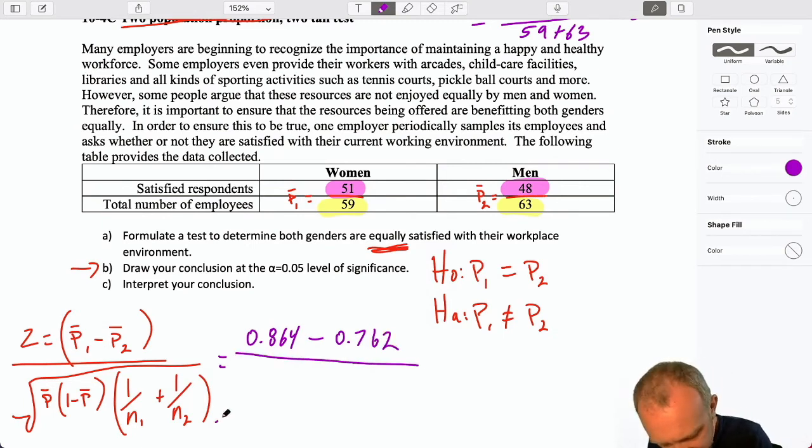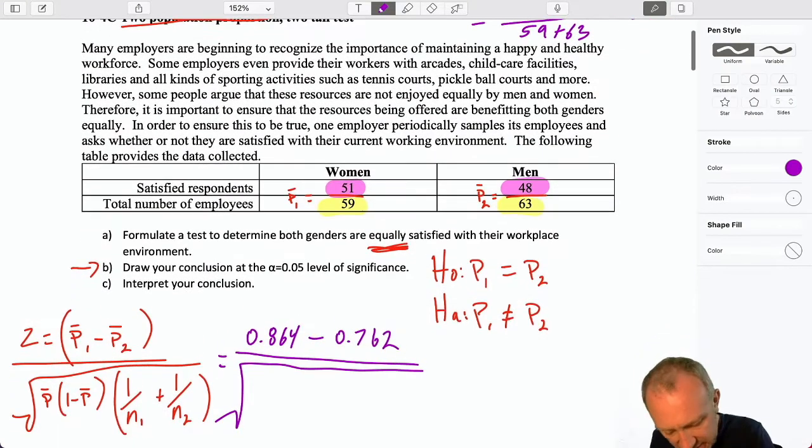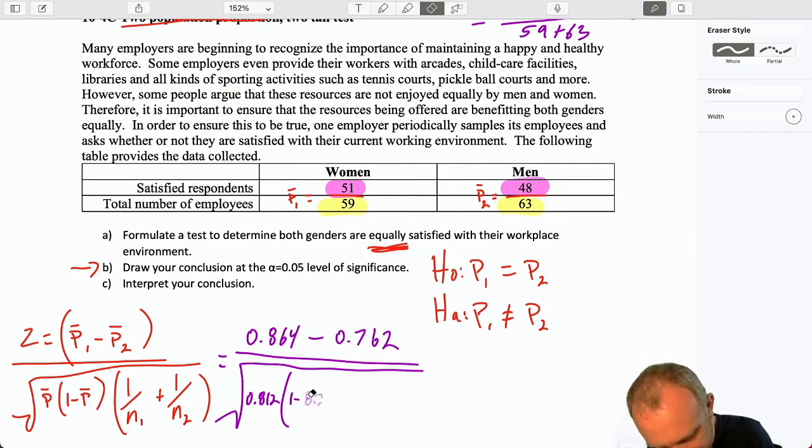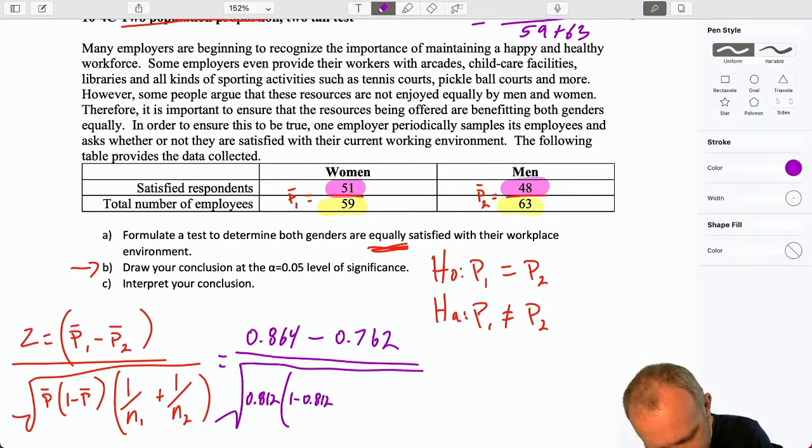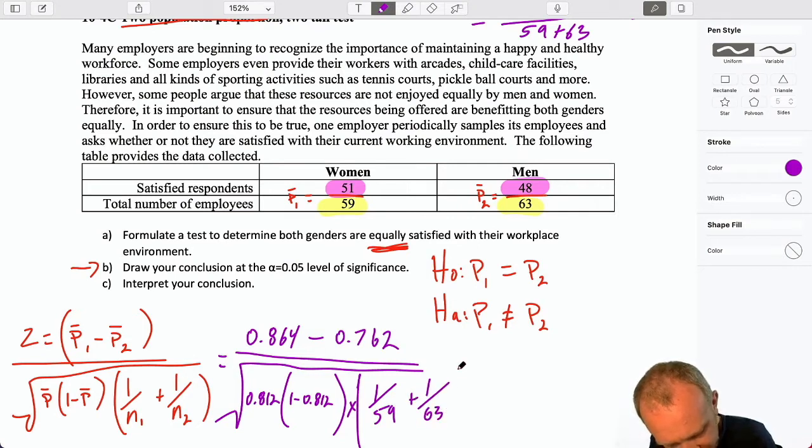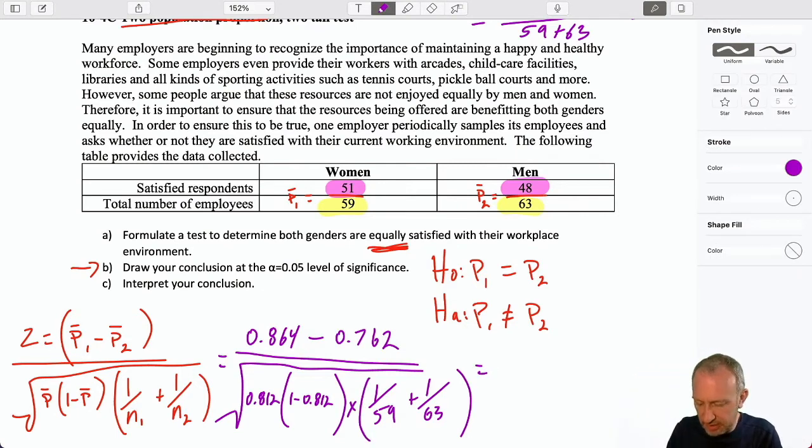And that standard error is going to be 0.812 times 1 minus 0.812, times 1 over 59 plus 1 over 63. Okay, so my numerator, 0.864 minus 0.762, is 0.102, divided by the square root of 0.812 times 1 minus 0.812 times 1 over 59 and 1 over 63.